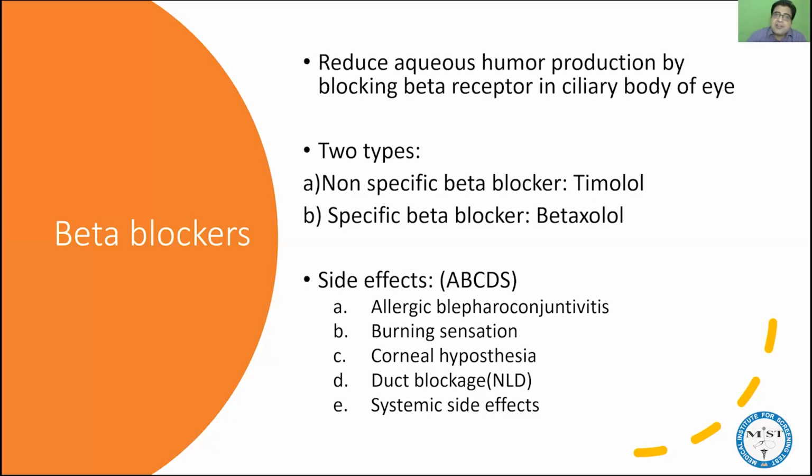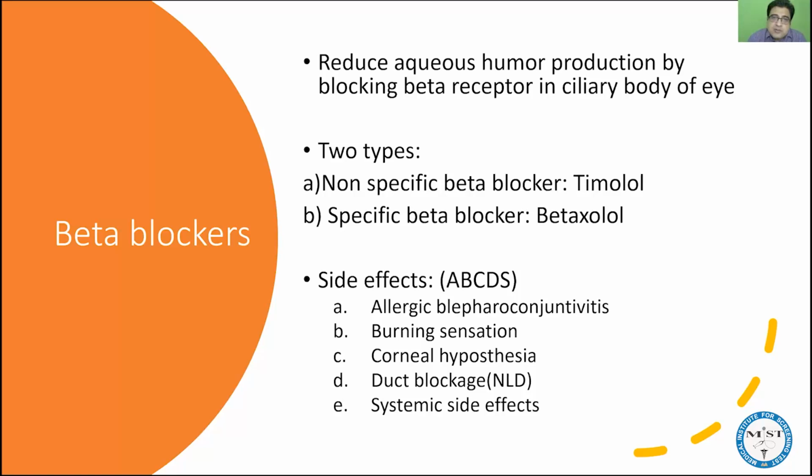Now, what is the function of ciliary body cells? Ciliary body cells help in secretion of aqueous humor. Now, if I block these beta receptors, which are stimulators for the ciliary process cells, then the ciliary process cell function will be inhibited and aqueous humor production will be blocked. So beta blockers act by reducing aqueous humor synthesis.